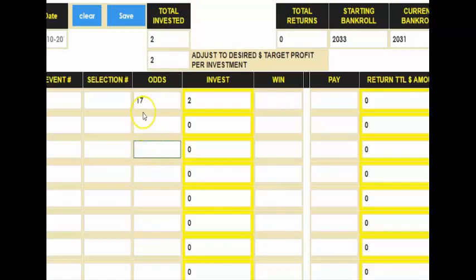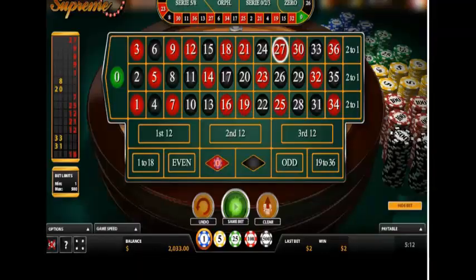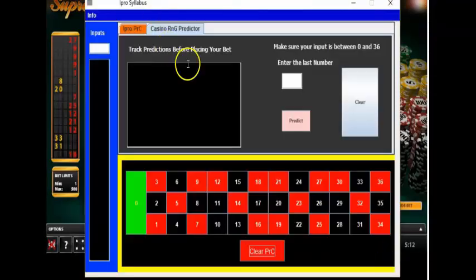Now, what this is about is splitting numbers. So with splitting numbers, what we're going to do is you're going to take the last 6 numbers that came down off your wheel.